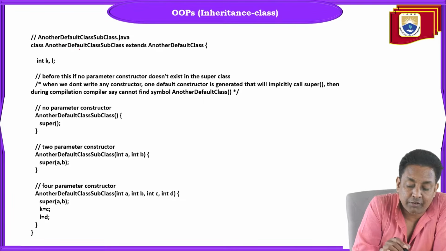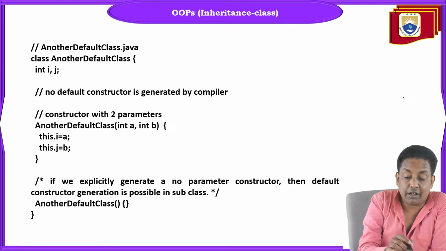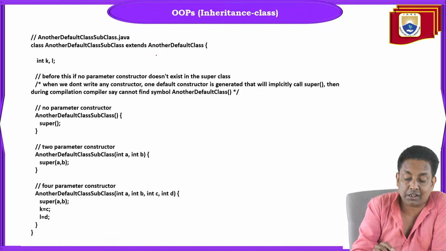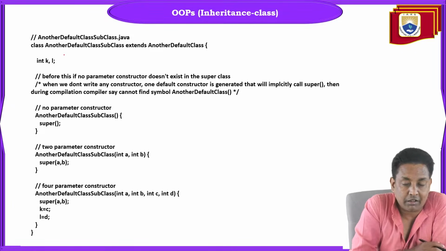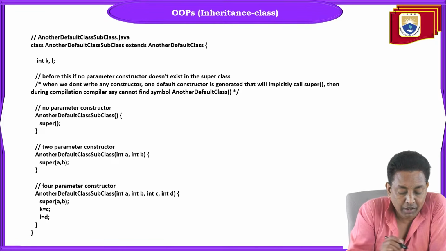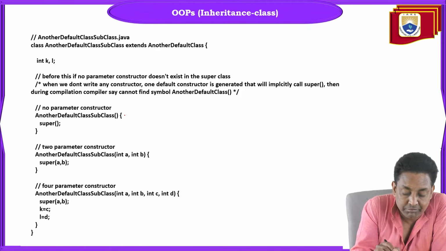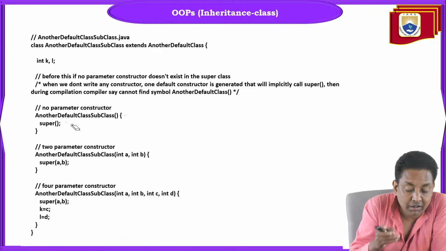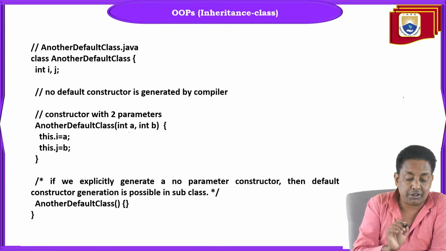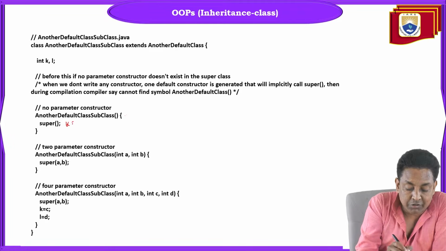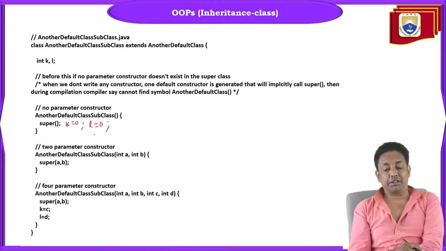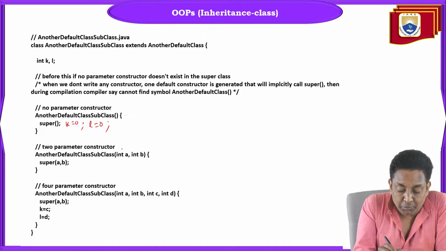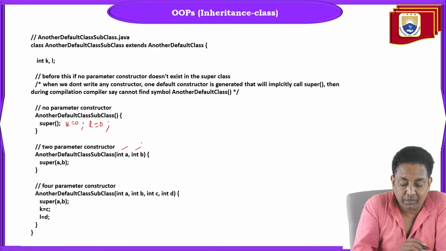Then here is another class, AnotherDefaultClassSubclass. This subclass extends AnotherDefaultClass, with int k and l. It has i, j from the superclass, and k, l. Here one no parameter constructor is explicitly written, so the super call is implicit. Because super is called, the superclass i and j variables will be initialized to zeros by default, and k is equal to 0 and l is equal to 0. This also happens implicitly.